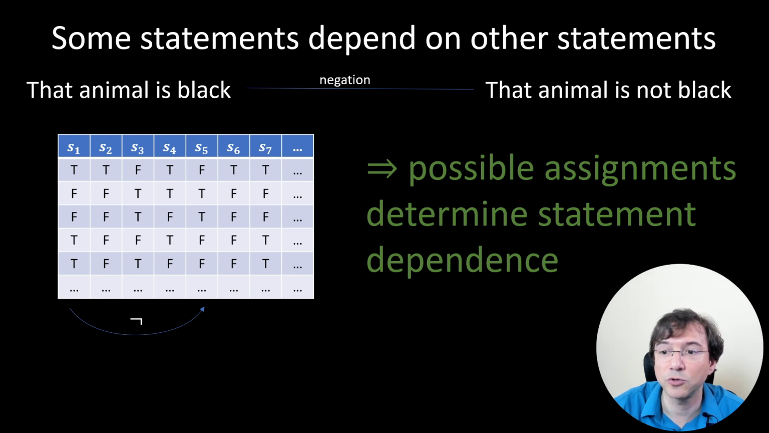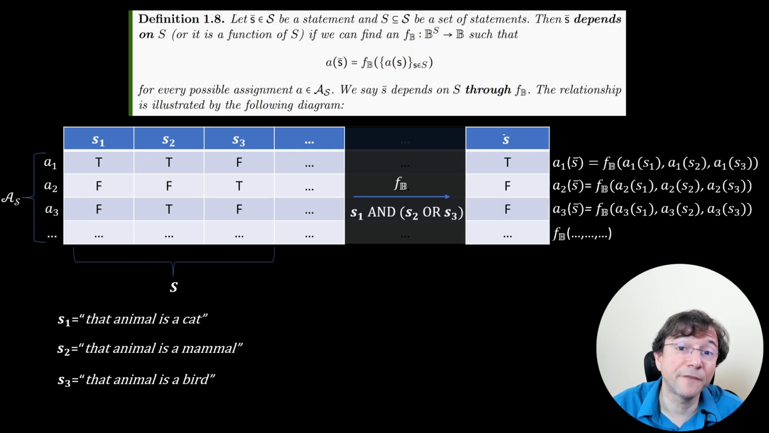We should be able to just look at the assignment and say exactly whether and how the truth value of one statement depends on the truth value of other statements. Now, defining this formally is a little bit tricky, but essentially this is how it works. You take your logical context, you have all your possible assignments, and let's say that we pick three statements. Again, you can think of this as cat, mammal, bird. It doesn't really involve the statements they are.